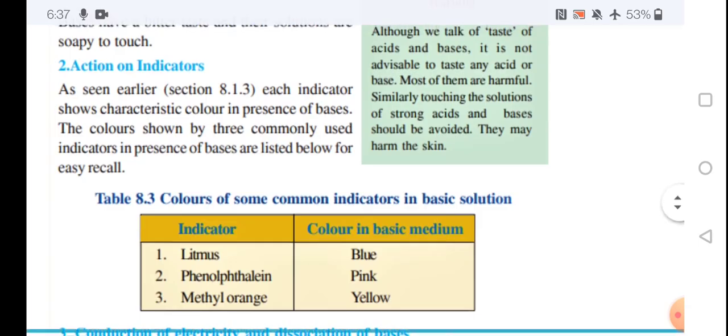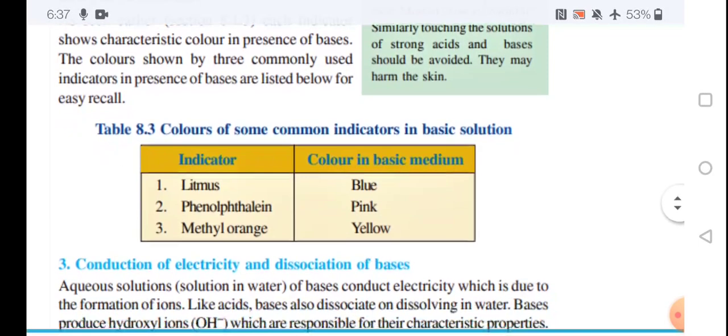As seen earlier, each indicator shows a characteristic color in the presence of bases. The colors shown by the three commonly used indicators in the presence of bases are listed below for recall. That is, litmus shows blue color, phenolphthalein shows pink color and methyl orange shows yellow color.